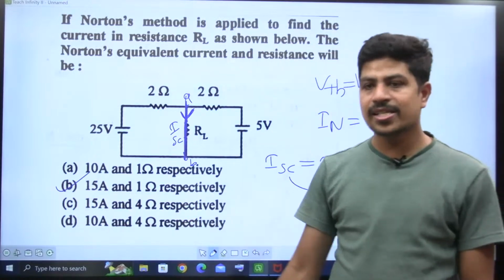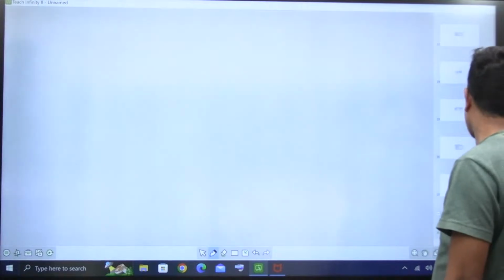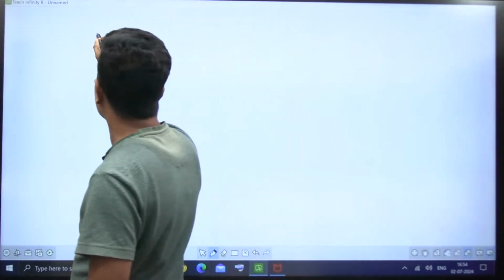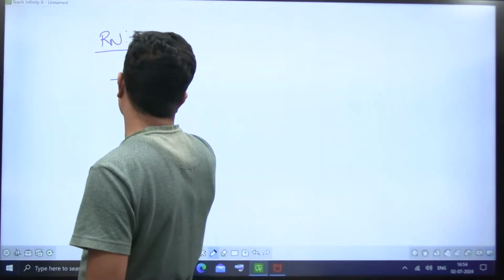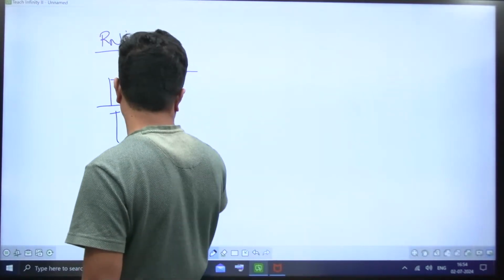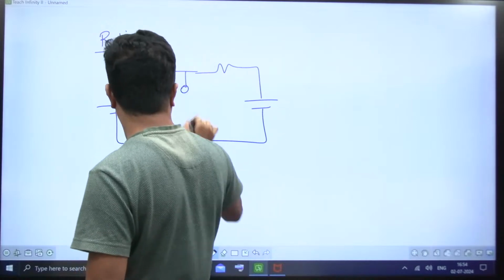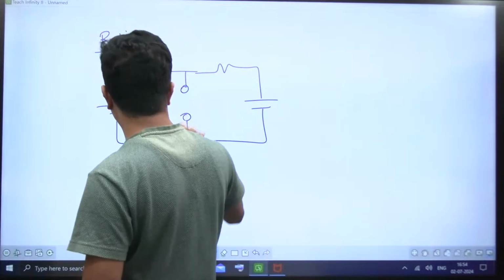That is a very, very easy question. If you want me to draw its diagram, I'll draw it and explain very clearly. As it is very simple, I directly explained. First of all, find R Norton's. When you are finding Norton's resistance, I'm taking the total circuit. First of all, load resistance should be removed. Load resistance we removed. You stand here.